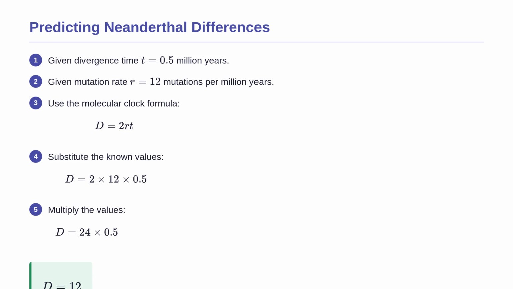We start with our formula, D equals 2RT. We plug in 12 for the mutation rate R and 0.5 for the time T. Multiplying 2 by 12 gives 24, and half of 24 is 12. This means if we sequence this gene, we expect to find exactly 12 base pair differences, which perfectly matches real-world ancient DNA tests.